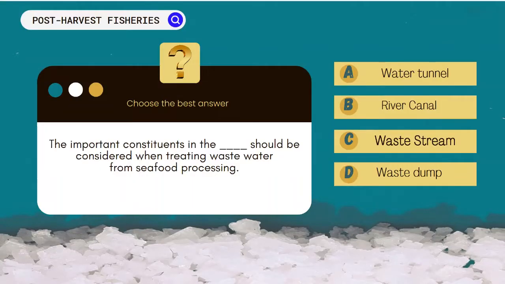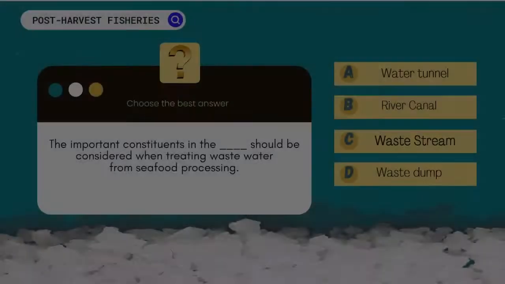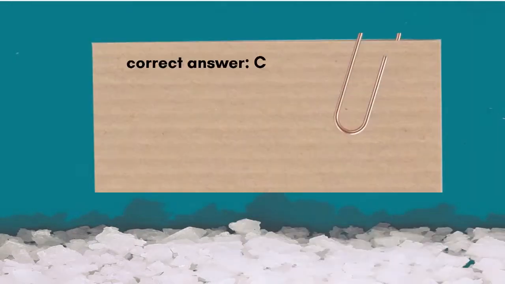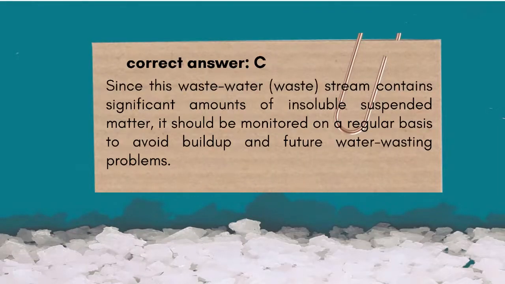The important constituents in the blank should be considered when treating wastewater from seafood processing. A. Water tunnel. B. River canal. C. Waste stream. D. Waste dump. The correct answer is C. Since this wastewater, the waste stream, contains significant amounts of insoluble suspended matter, it should be monitored on a regular basis to avoid buildup and future water wasting problems.